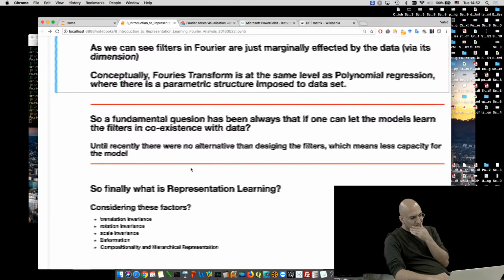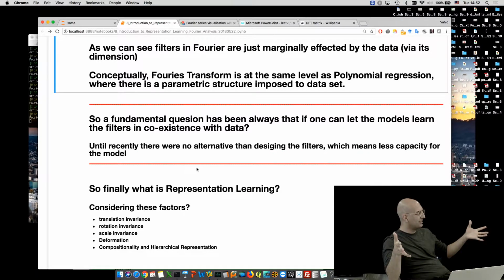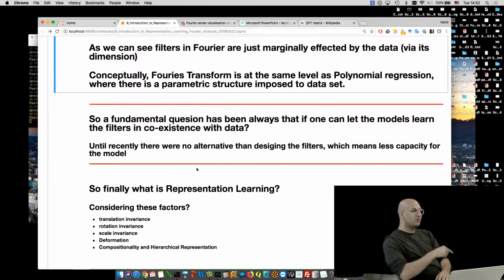The fundamental question has always been whether one can let the models learn the filters in coexistence with data. That's what I have always been telling, and I think this is the main message of machine learning. And I think the main problem I see many times is that people use these powerful machine learning methods, but again come back and try to understand, which is a valid question, but most of the time I think it doesn't work, because machine learning gives you a greater capacity in a way that it also introduces a lot more contradictory explanations. So if you want to know why, then you need to reduce it again to this style of thinking which is based on why.